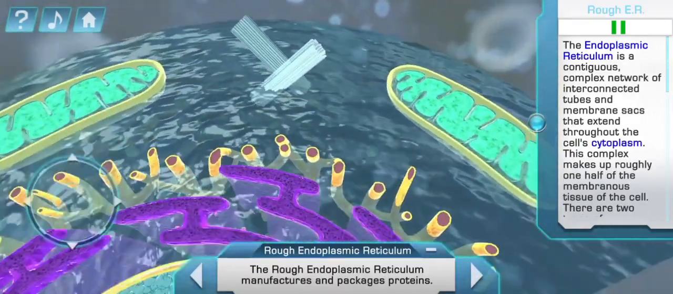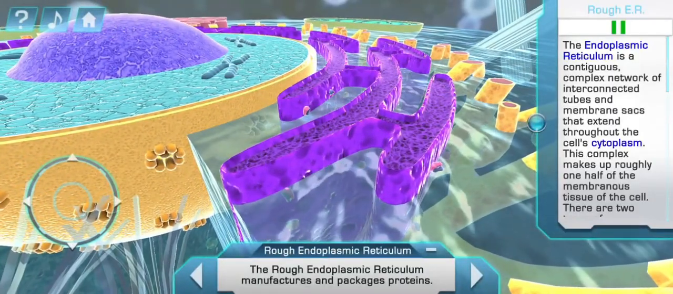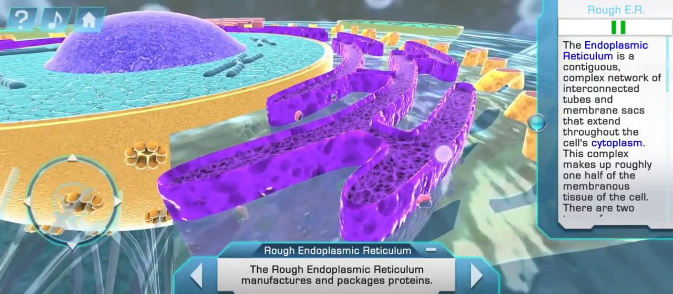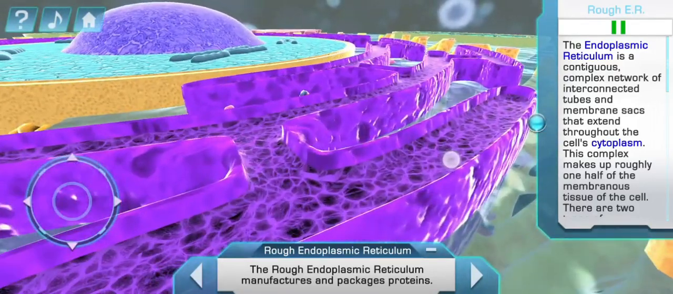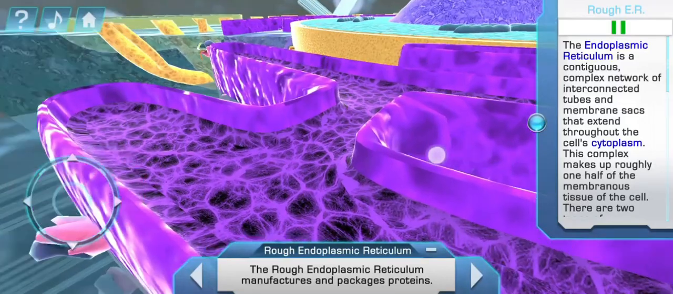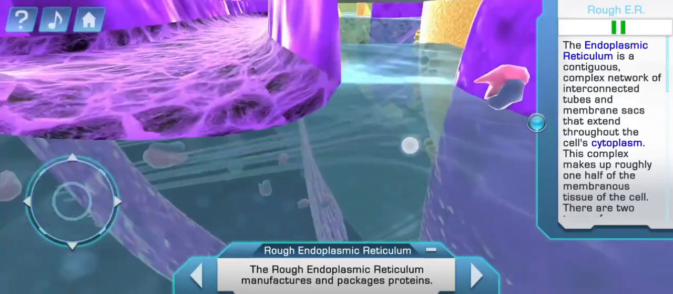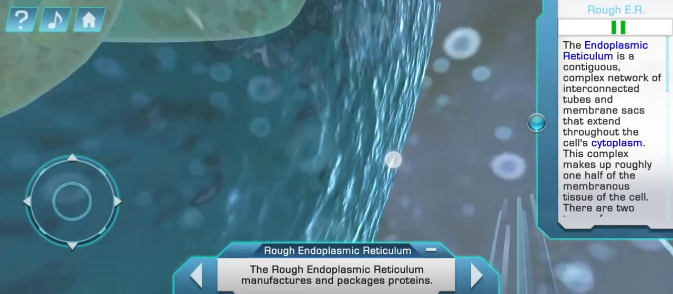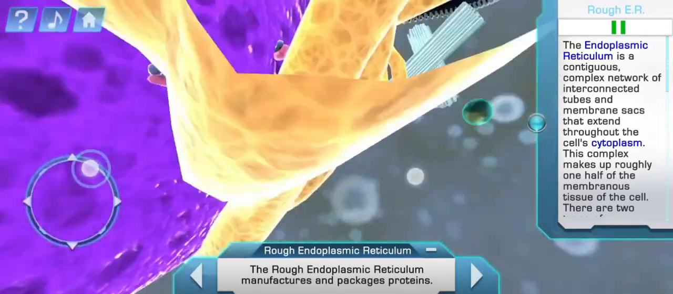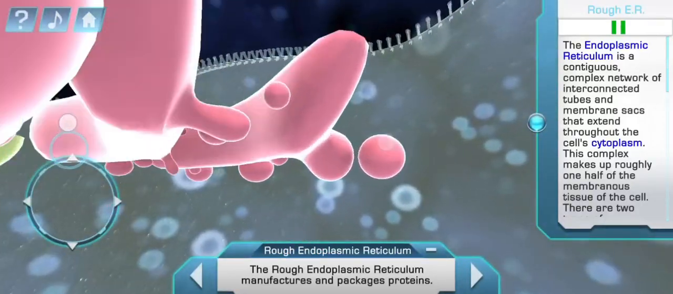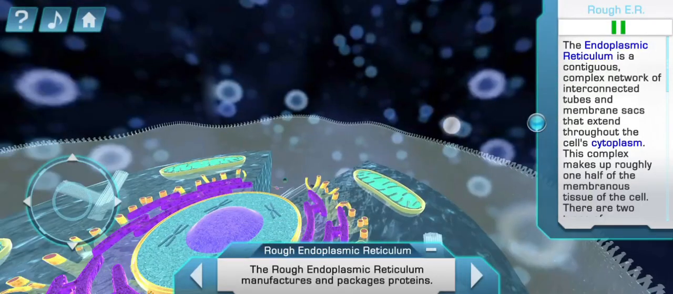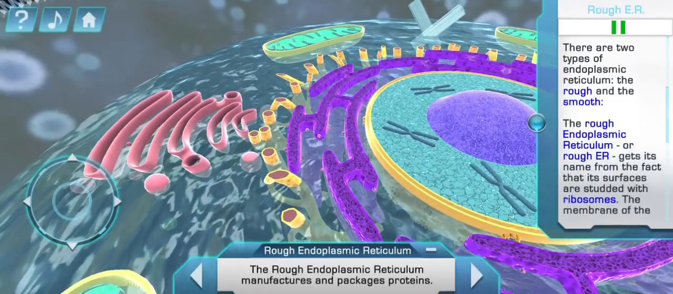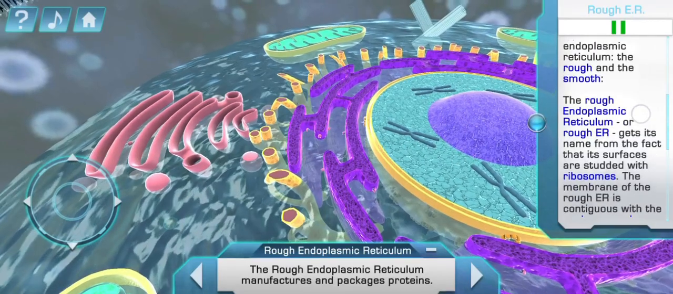The endoplasmic reticulum is a contiguous complex network of interconnected tubes and membrane sacs that extend through the cell's cytoplasm. This complex makes up roughly 1/2 of the membranous tissue of the cell. There are 2 types of endoplasmic reticulum, the rough and the smooth. The rough endoplasmic reticulum, or rough ER, gets its name from the fact that its surfaces are studded with ribosomes. The membrane of the rough ER is contiguous with the nuclear membrane as well as that of the smooth ER.